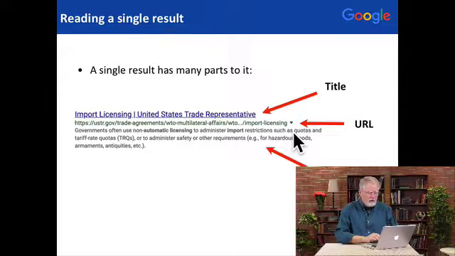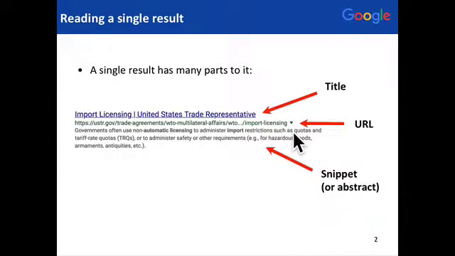At the very top, we have this blue link. That's the title of the page that if you click on it, you're going to go to. That makes sense? Below that, in green, is the URL. In this case, this is ustr.gov, and we know it's from a governmental site, a US governmental site, so that's probably pretty authoritative about import licensing restrictions. Then below that is the black text. This is called the snippet, or the abstract, and this is a kind of automatically generated summary of the page.